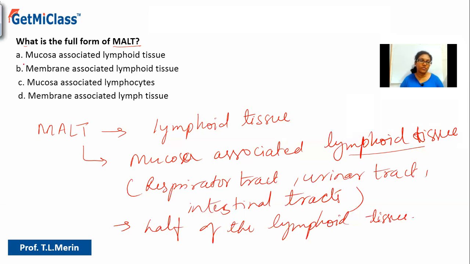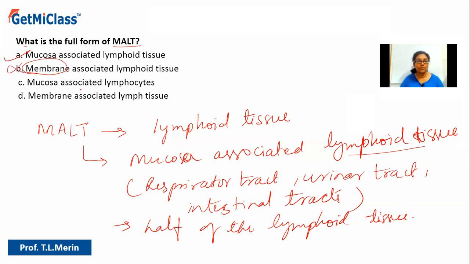So let us see. Option A is mucosa associated lymphoid tissue. Yes, that is the correct answer. Option B says membrane associated lymphoid tissue. No, we don't say membrane because there are different membranes. We are especially talking about mucosal membrane. Hence it is ruled out.